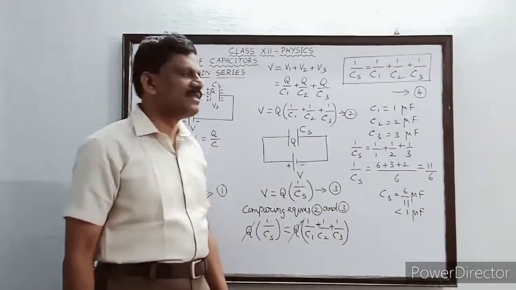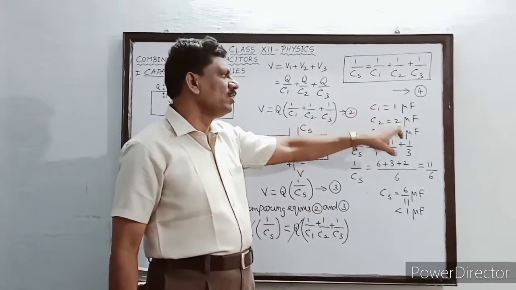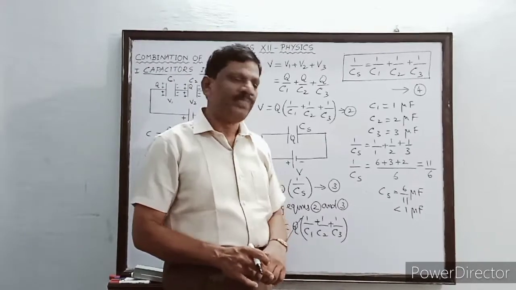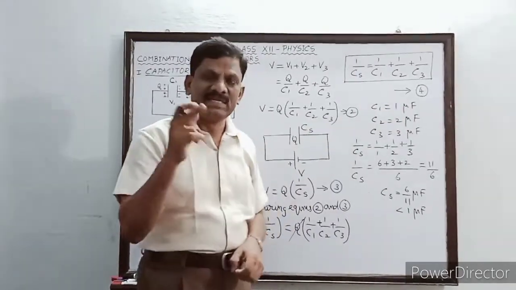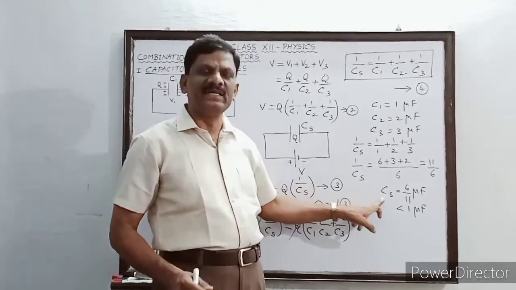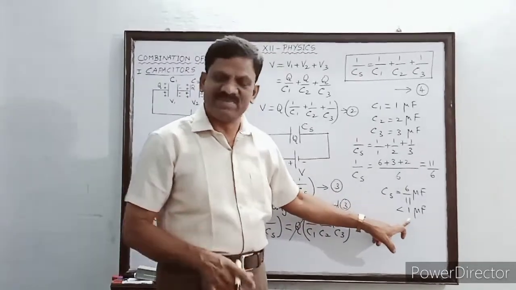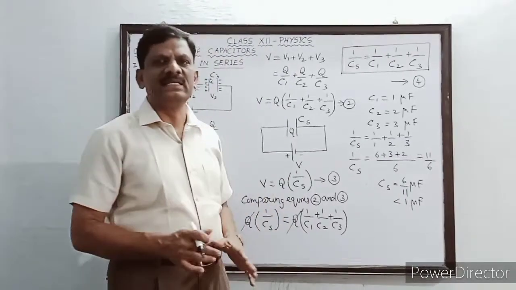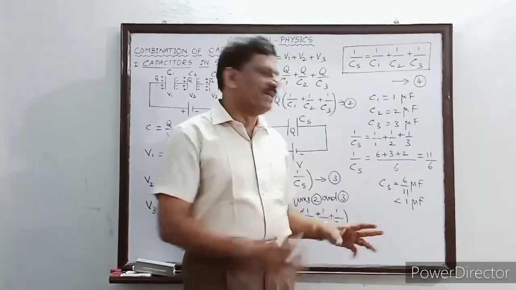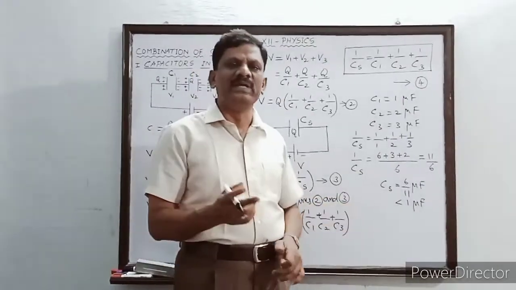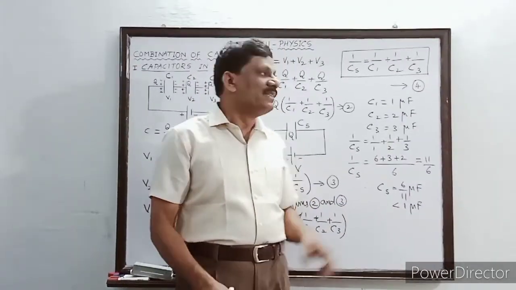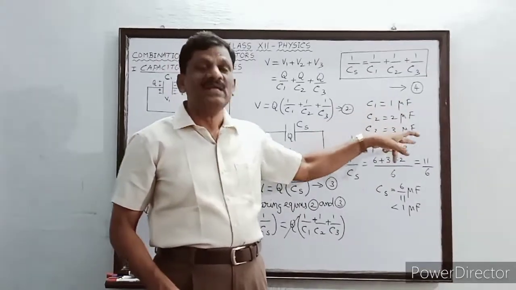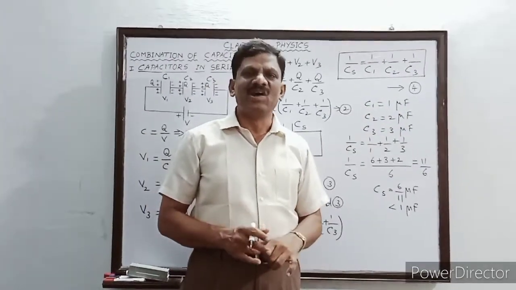What are the three values of capacitances I have taken? 1, 2 and 3 microfarad. Which is the least of the given combination? That is 1 microfarad. What is the effective capacitance we have got? Cs is less than 1 microfarad. So what do we infer here? When you connect several capacitors in series, the effective capacitance is found to be less than the least of the given combination. Understood? Less than the least of the given combination.